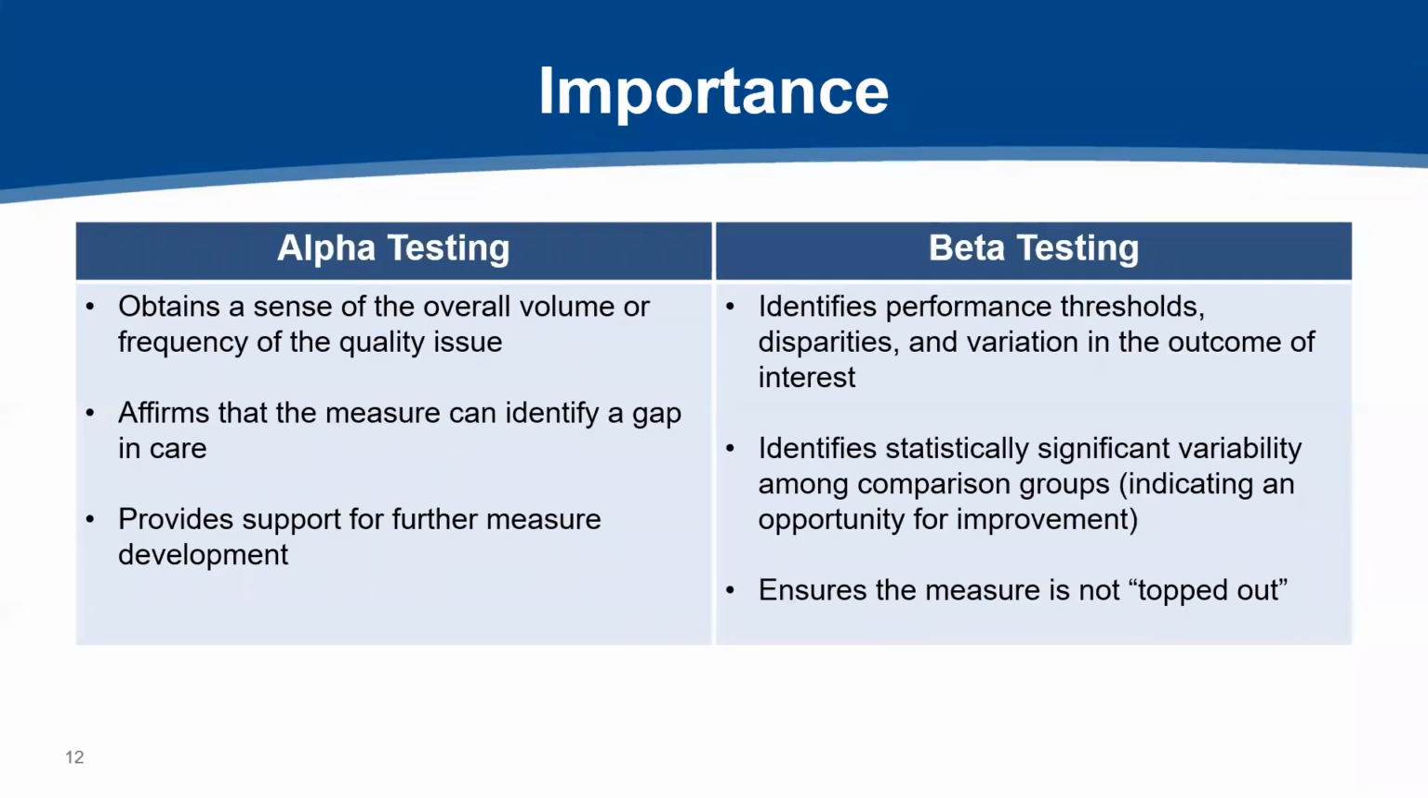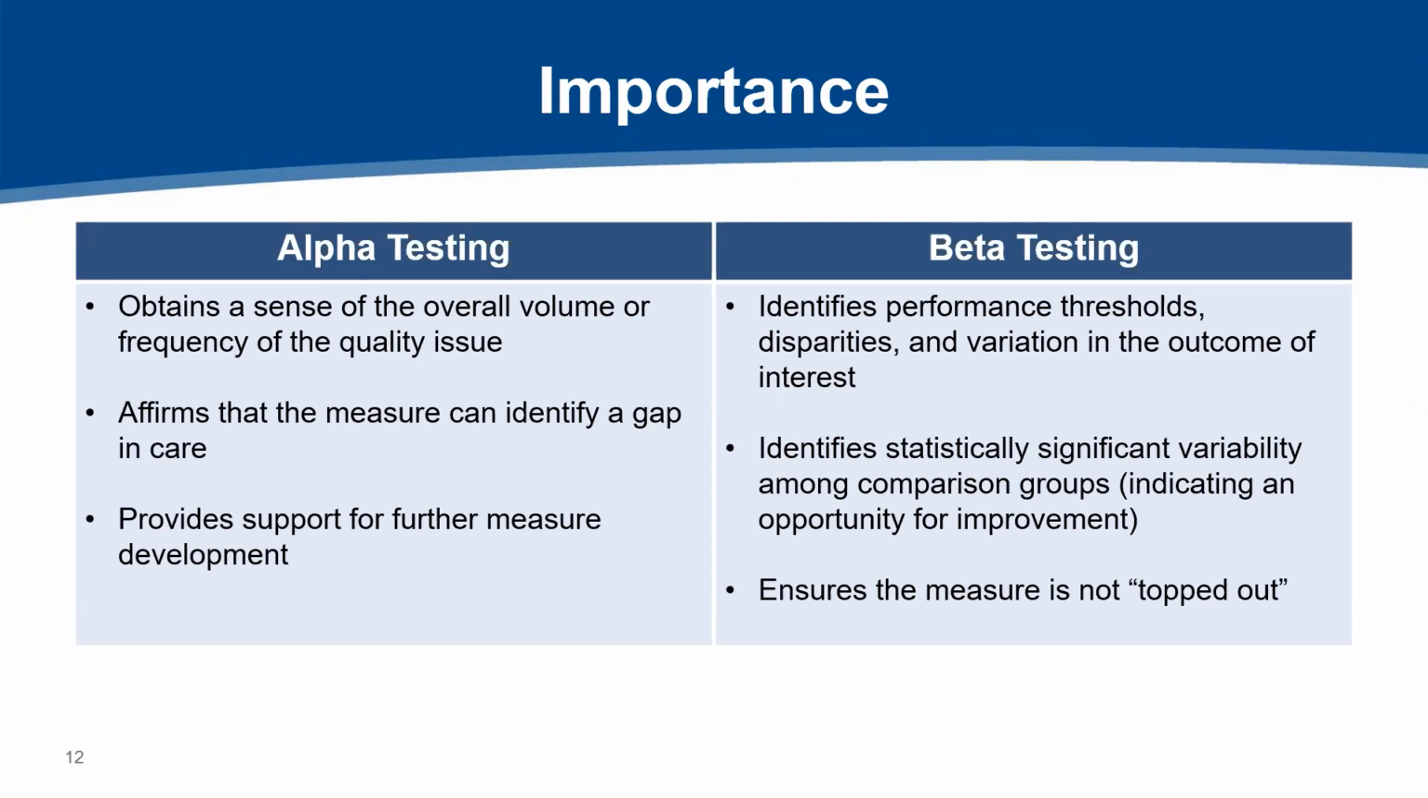So we've talked about how alpha and beta testing differ by scope, timing, and purpose. Over the next few slides, we'll talk about how these types of testing differ according to measure evaluation criteria. So we'll start here with importance. Again, we have alpha testing on the left and beta testing on the right. With alpha testing, you can obtain a sense of the overall volume or the frequency of the quality issue you're looking at. So you can answer the question, how big is the problem? Alpha testing can also affirm that there is indeed a gap in care that can be identified by the measure. And this information will provide support and justification for further investment in measure development.